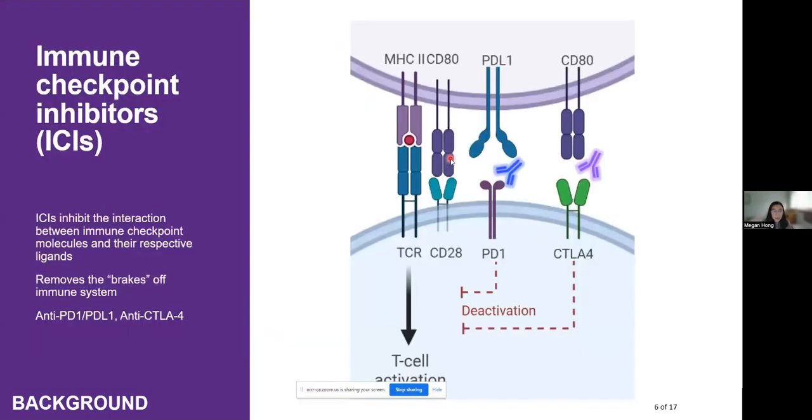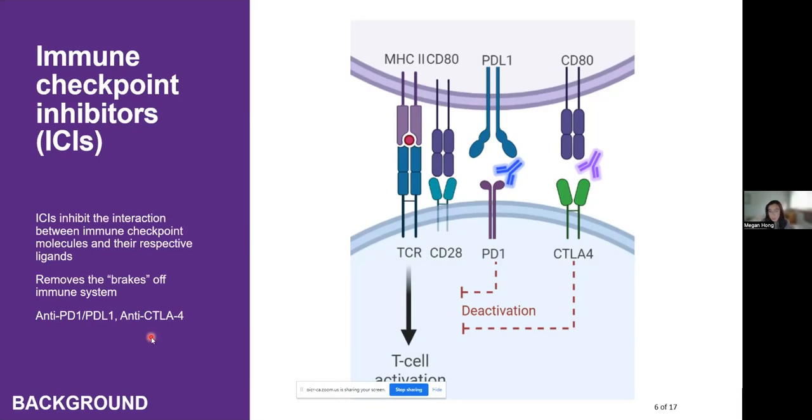Now, a clinically proven way to boost anti-tumor immune responses is through the use of immune checkpoint inhibitors. So immune checkpoint inhibitors are a class of immunotherapeutics that inhibit the interaction between immune checkpoint molecules and the respective ligand. So they ultimately remove the brakes off the immune system to boost those anti-tumor immune responses through increased T cell activation. So anti-PD-1, anti-PD-L1, and anti-CTLA-4 are the three most common immune checkpoint inhibitors being used clinically.